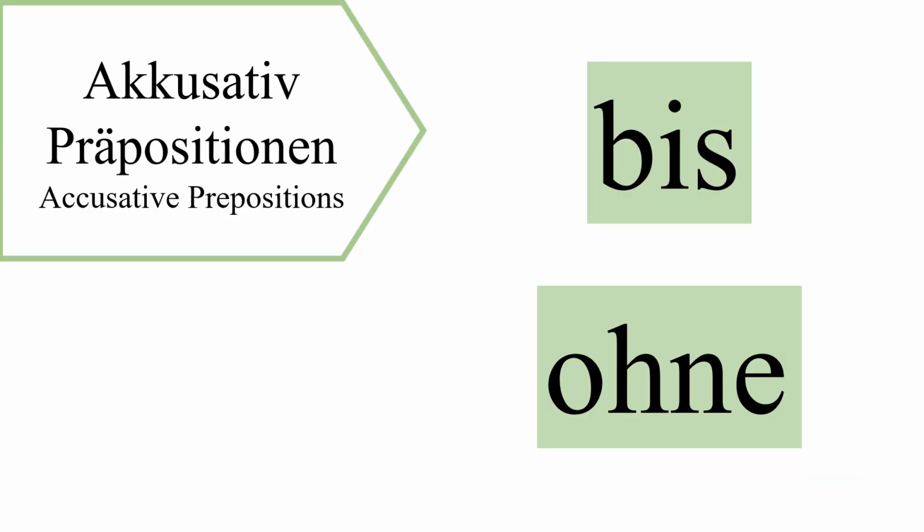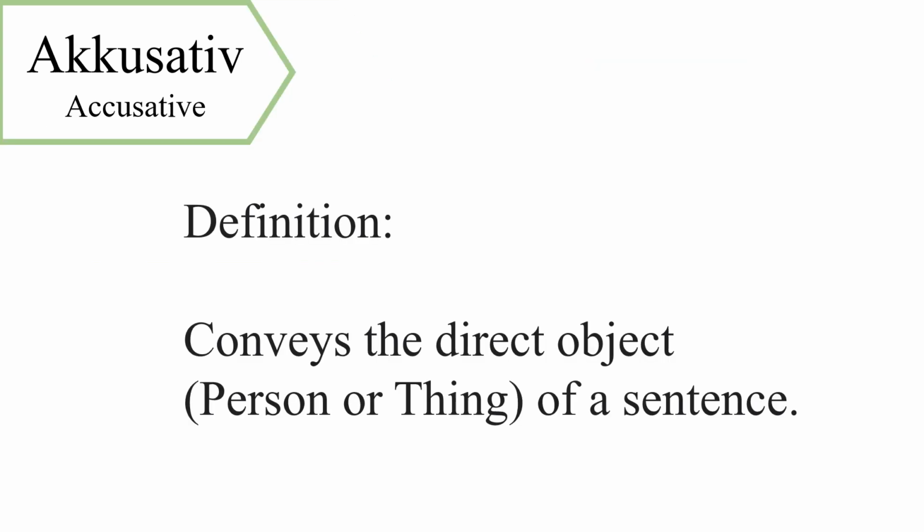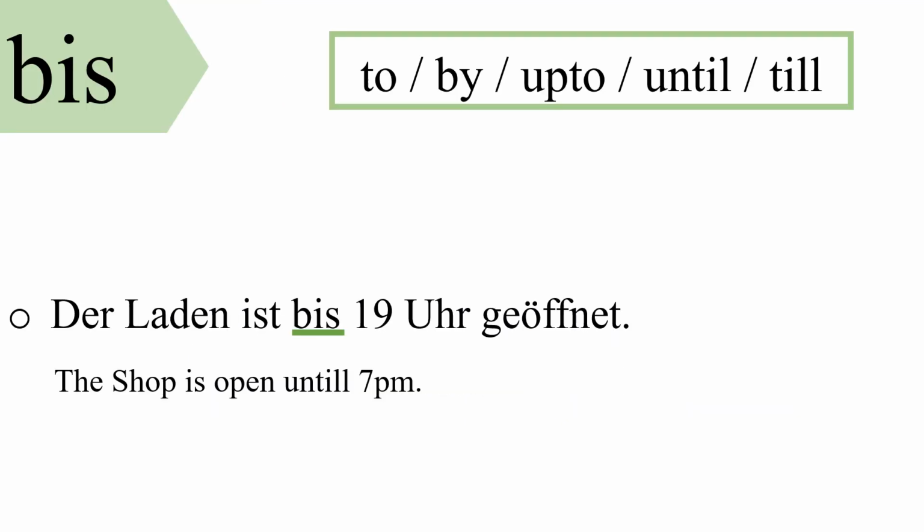In today's video, we are going to be talking about two of the accusative prepositions, bis and ohne. The accusative case conveys the direct object of a sentence, which is either a person or a thing. The preposition bis means to, by, up to, until, and till.